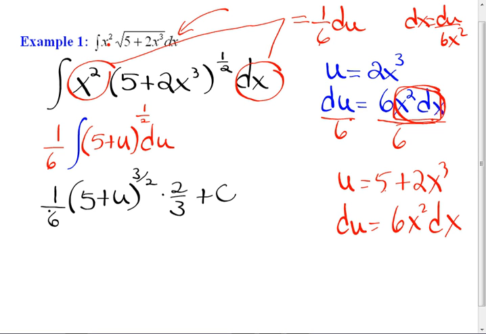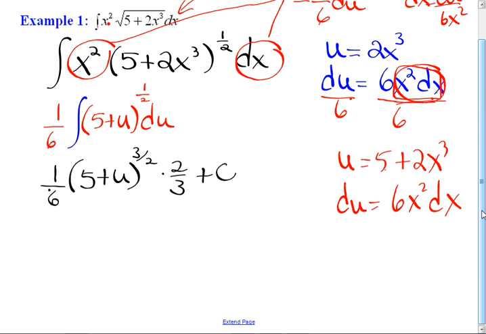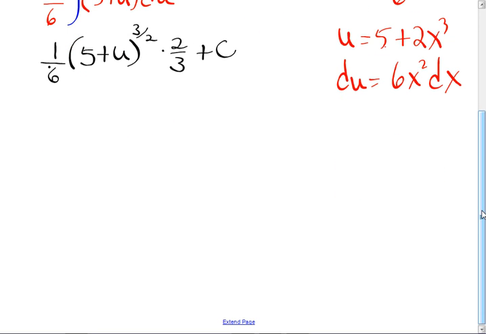Can you do 1/6 times 2/3? It's 2/18, which is 1/9. So it's 1/9 times 5 plus u to the 3/2, plus c, but I forgot what u was.